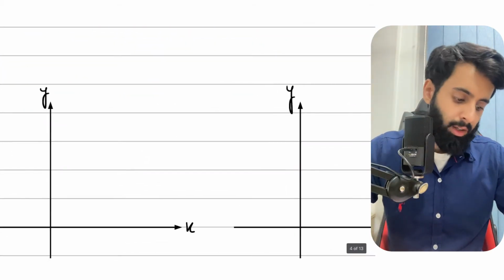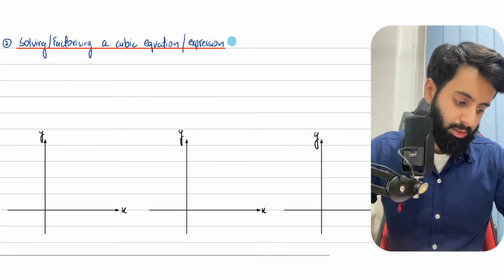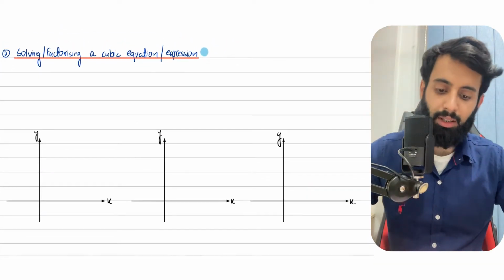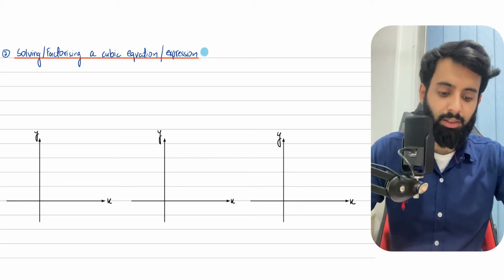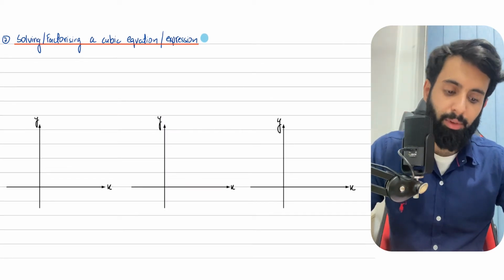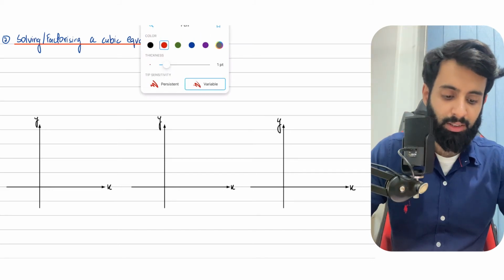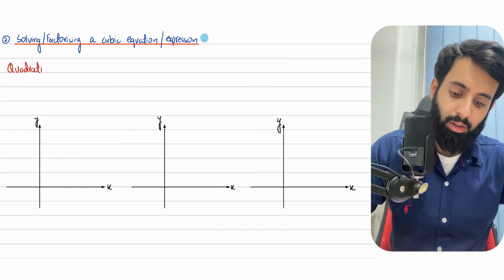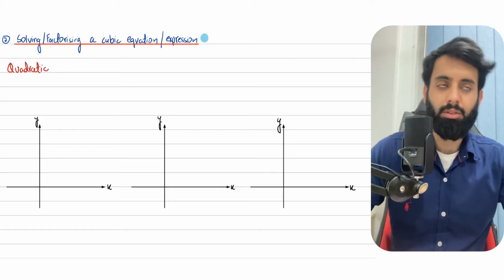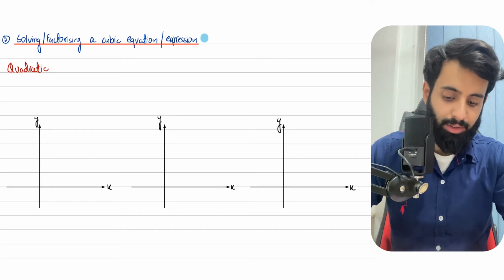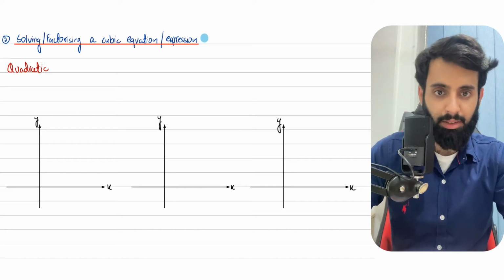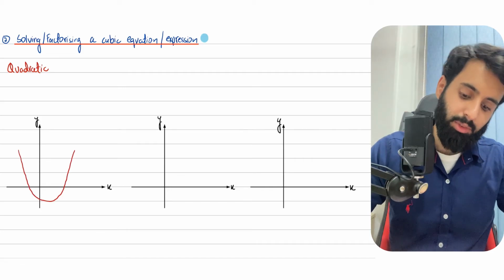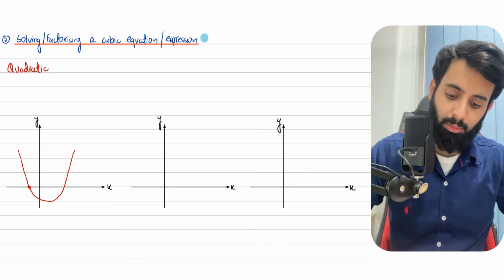Okay, now here's another key concept, and something that's always worth at least 4 or more marks, and that is how to solve or factorize a cubic equation and expression. Before we do that, it's important to take a step back and recall what a quadratic curve looks like. When we solve a quadratic equation, what we're basically doing is finding the x-intercepts.